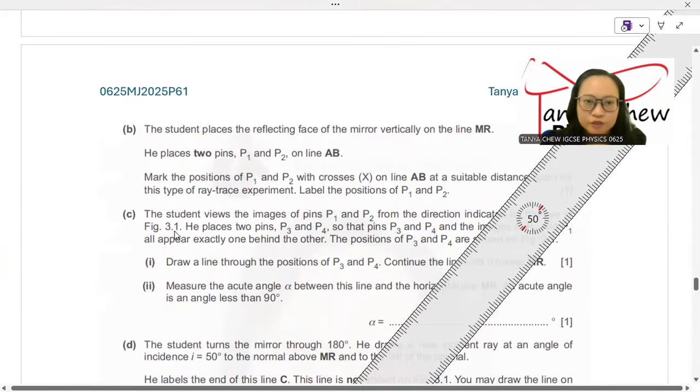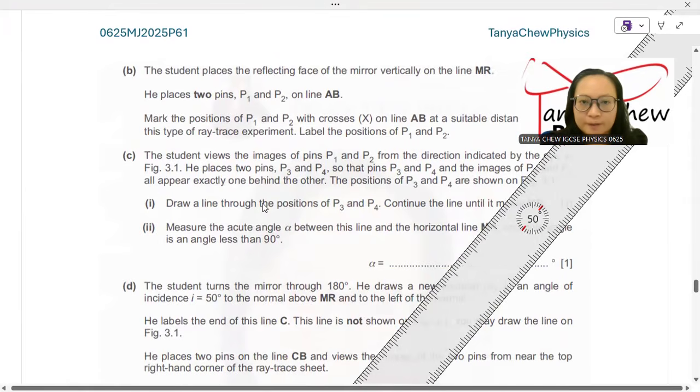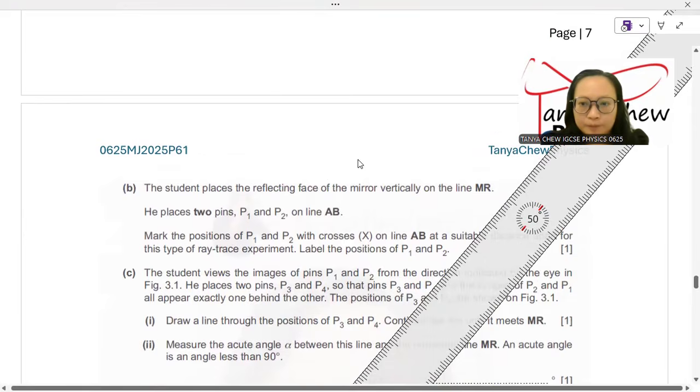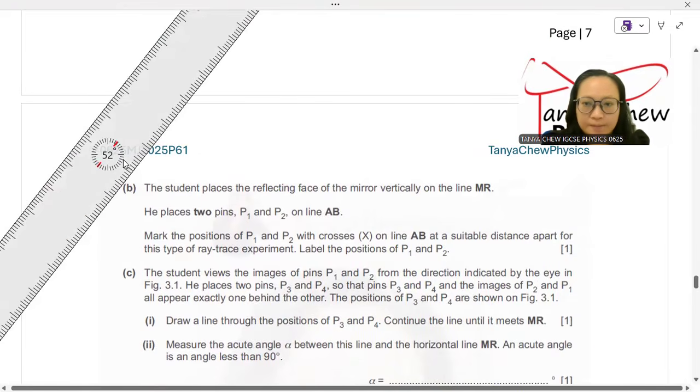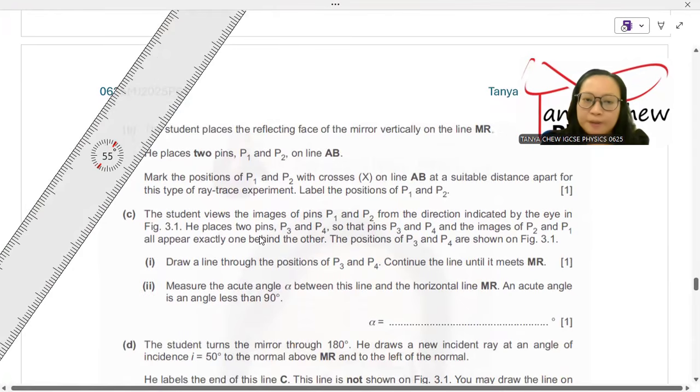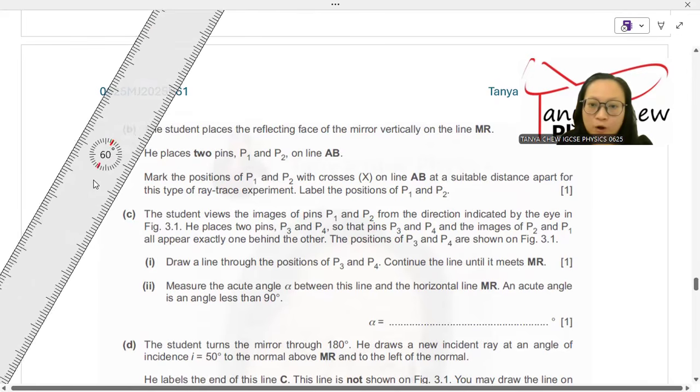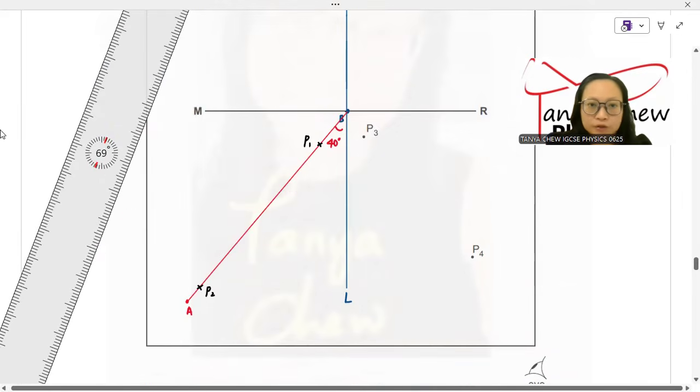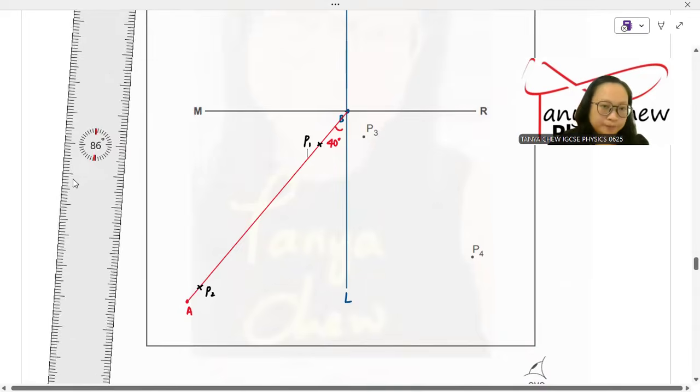Right, that's all. The student views the image of pins P1 and P2 from the direction indicated by the eye in Fig 3.1. He places two pins, P3 and P4, so that pins P3 and P4 and the images of P2 and P1 all appear exactly one behind the other. The positions of P3 and P4 are shown on Fig 3.1. First part, draw a line through P3 and P4, continue until it meets MR.